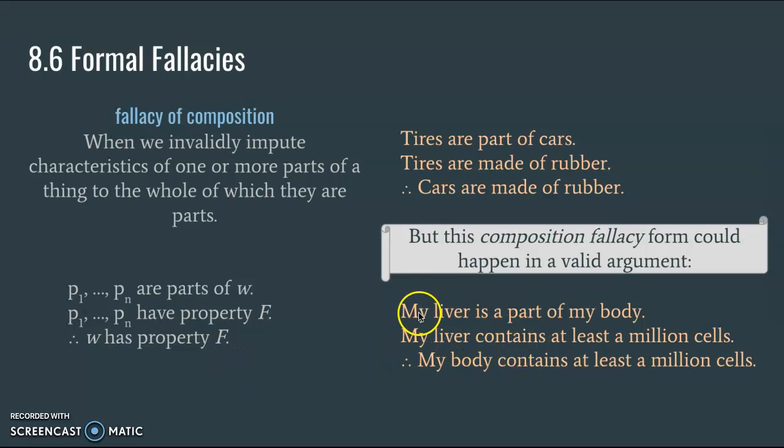In this argument, my liver is a part of my body. My liver contains at least 1 million cells. Therefore, my body contains at least 1 million cells.